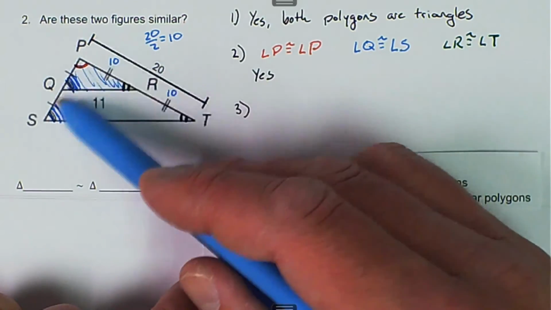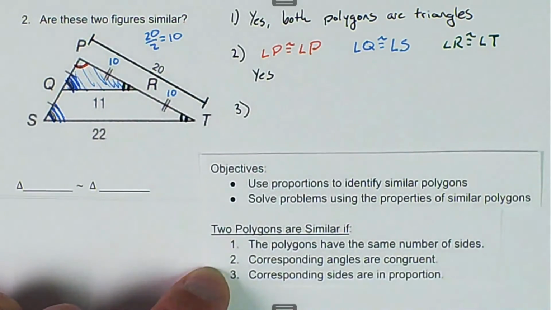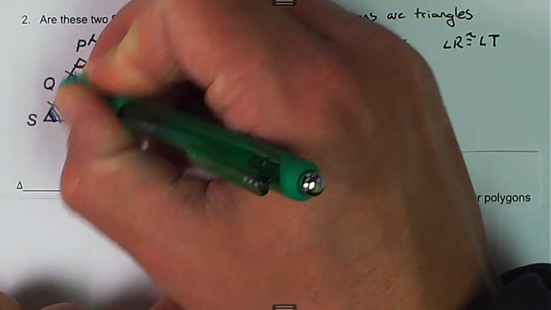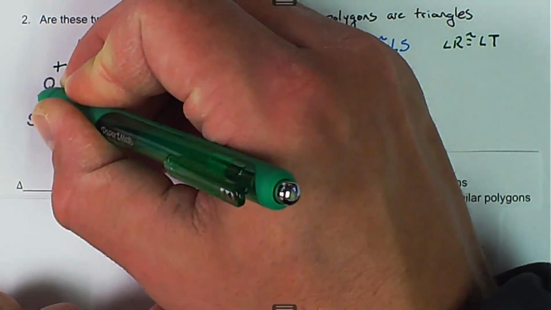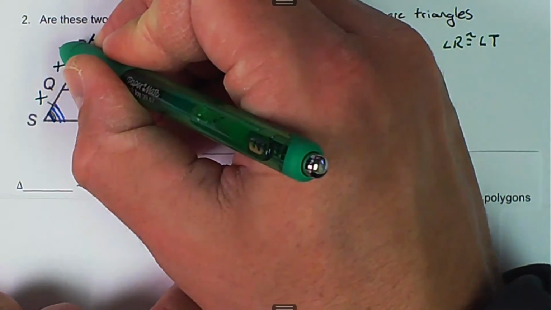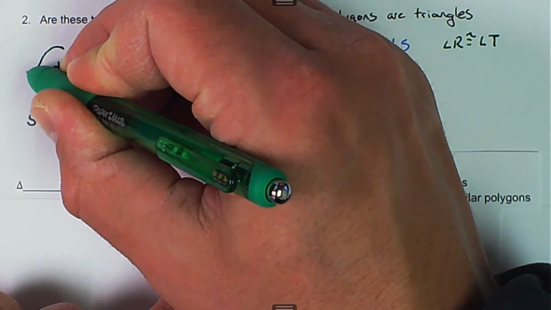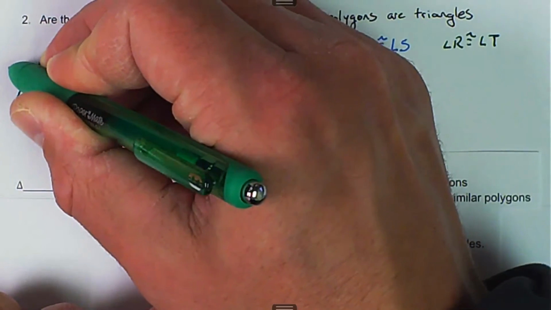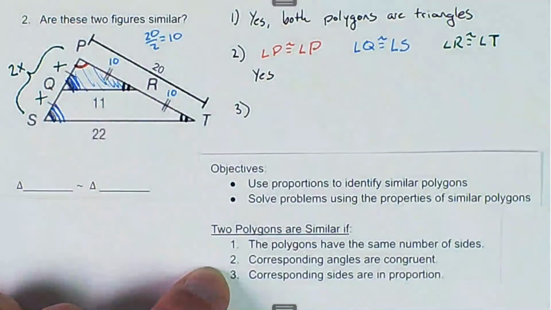So we can see those. What we can't see are these over here. We don't really know what those sides are. So what we can do is we can say that because they're both congruent, this is X and this is X. So the two of them together are 2X. And then we want to check to see if our sides are proportional.